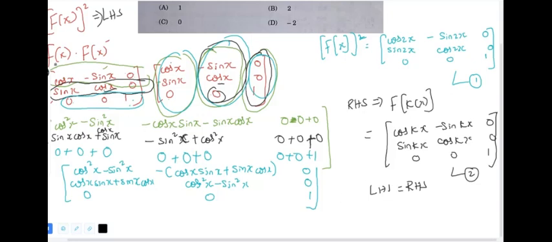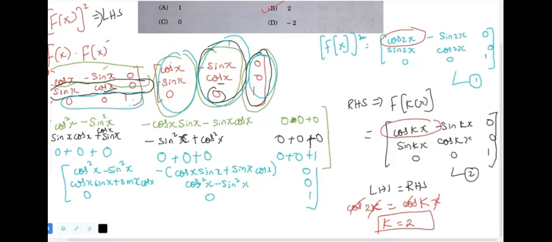When you compare this, you can see here, we can compare the first element of RHS with the first element of LHS. So we get cos 2x is equal to cos kx. So here if we cancel cos and cos, we get x and x, and k is equal to 2. So the k value here is 2.